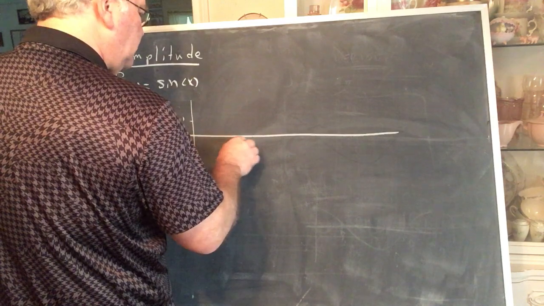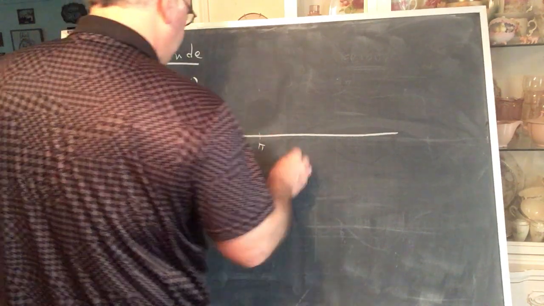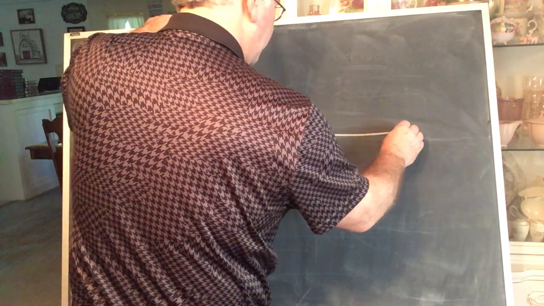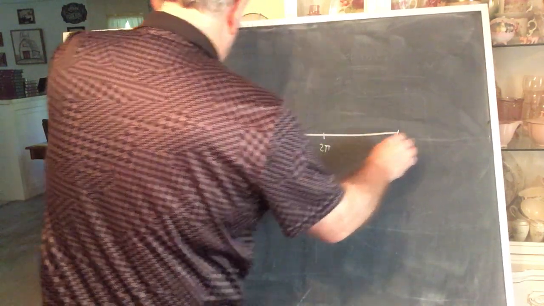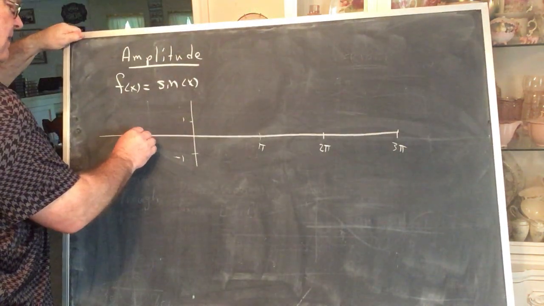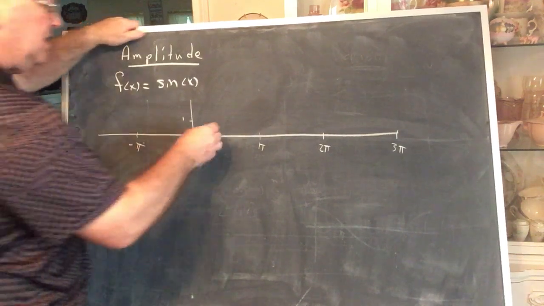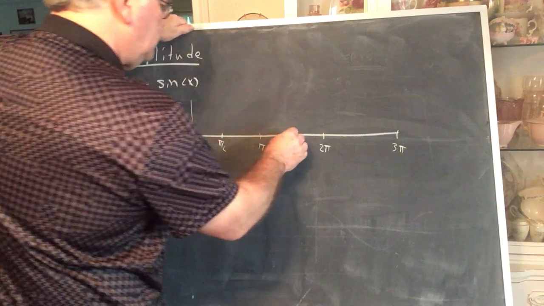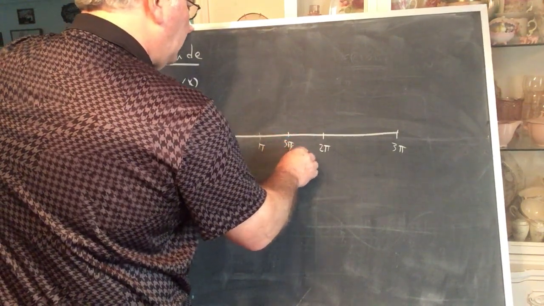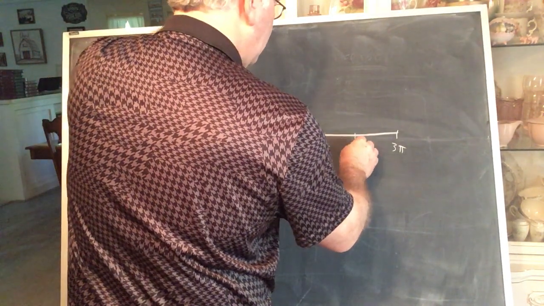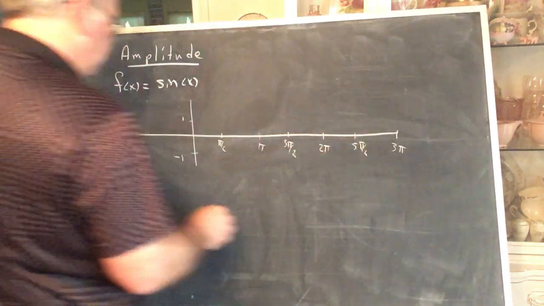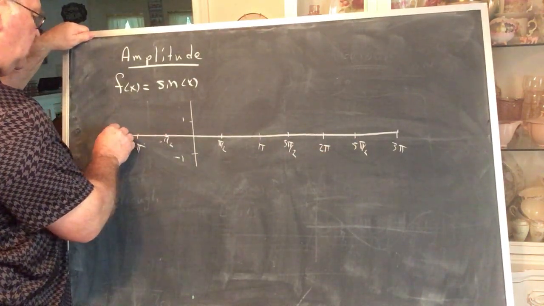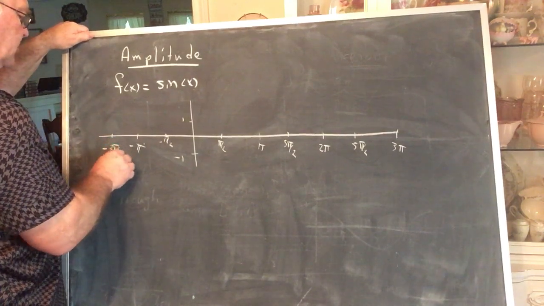So let's see, 1, 2, 3, there's pi. That looks to be about 2 pi, 3 pi, negative pi, and so on. So we have pi over 2, 3 pi over 2, 5 pi over 2, and so on. Negative pi over 2, negative 3 pi over 2.